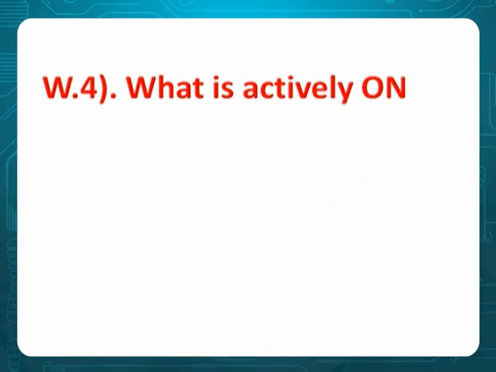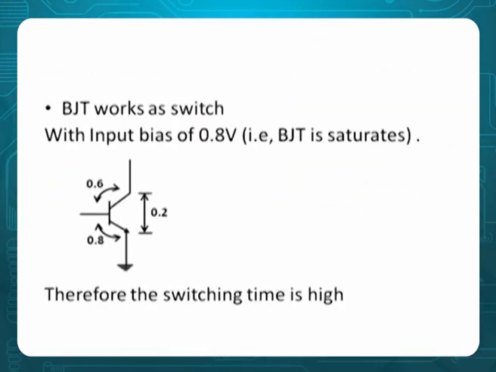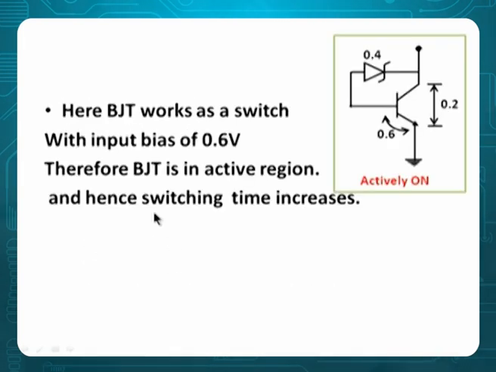What is actively on of a transistor? Look at here. Normally, when you give VC at 0.2, we say the transistor is on. But that requires 0.6 at the output junction. Therefore, 0.6 and 0.2 should be supplied here. So when you give 0.8, we normally call it saturation, saturationally on. But if you put a Schottky diode, then this is 0.2 on, then 0.4 is required. Therefore, total is 0.4 plus 0.2 is 0.6.